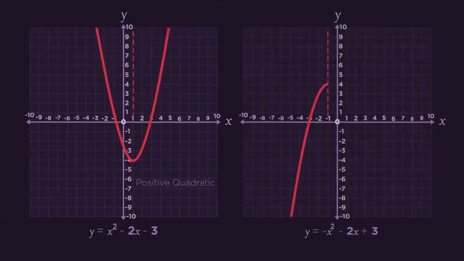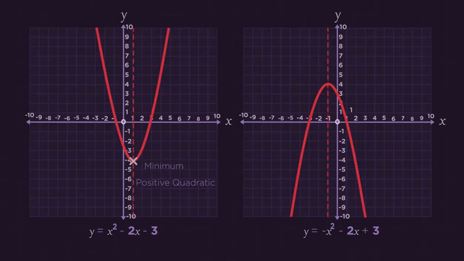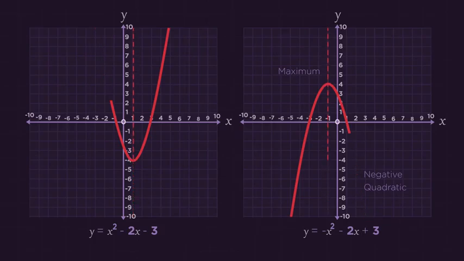In a positive quadratic, the turning point is a minimum. It's the lowest point of the function. And in a negative quadratic, the turning point is a maximum. It's the highest point of the function.